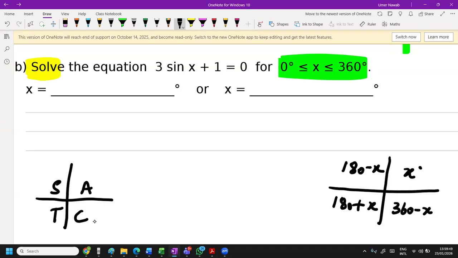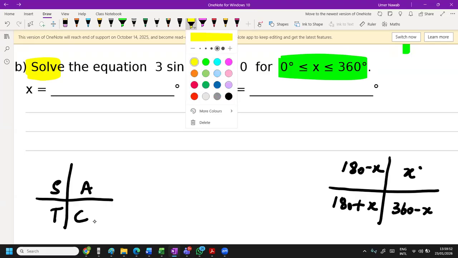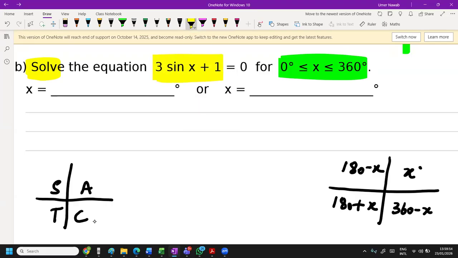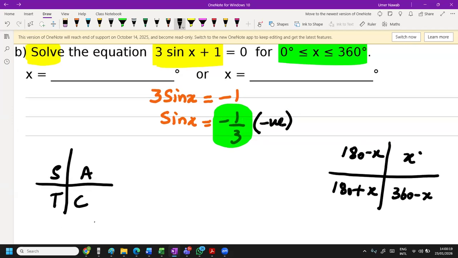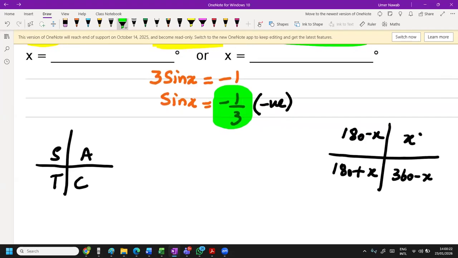Okay. Now I want to solve this question. I have to make sine x the subject. So 3 sine of x is equal to negative 1. Sine of x is equal to negative 1 over 3. Bravo. Now check that your sine of x gives you a negative answer. So sine is negative in which quadrant? Sine is negative in these two quadrants, third and fourth.